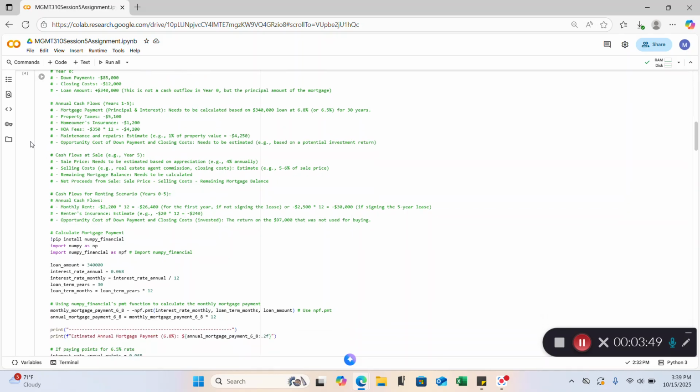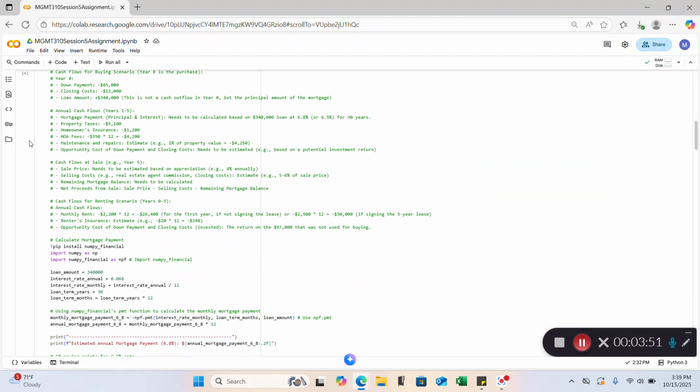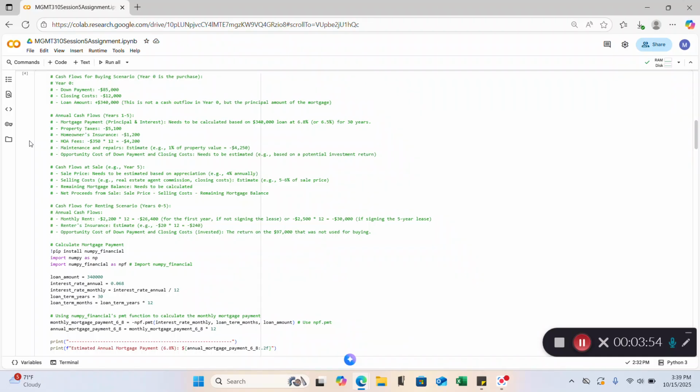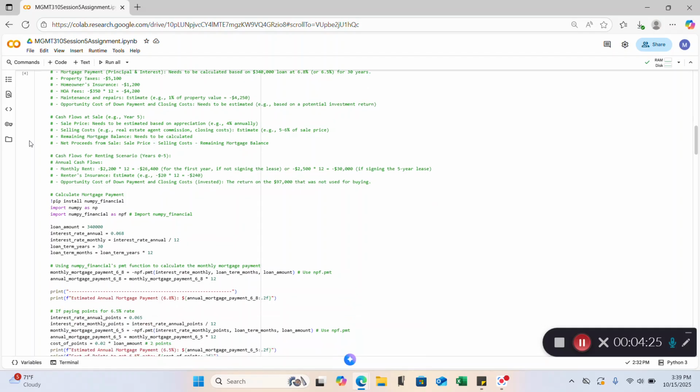If we move on to our annual cash flows, from years 1 to 5, the mortgage payment needs to be calculated based on that $340,000 loan at 6.8% or 6.5% for that 30-year period. With our property taxes being minus $5,100, my bad. Homeowner's insurance sitting at $1,200, HOA fees sitting at $4,200, being $350 times 12. Maintenance and repairs are estimated at about $4,250, and our opportunity costs of the down payment and closing costs would need to be estimated.